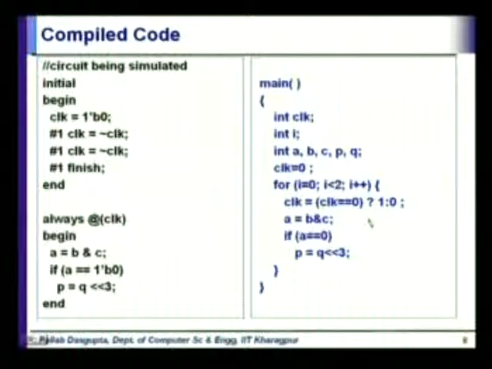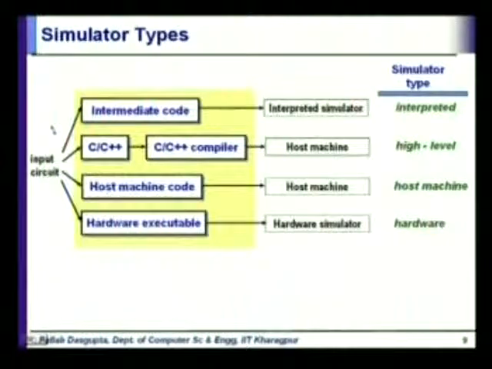So this slide shows you the different simulator types. Here is the input circuit. We can generate intermediate code and have an interpreted simulator, and then we say the simulator type is interpreted code simulator. The input circuit can be compiled into C++ code, and then we use a C++ compiler to generate the code for the host machine, and this is called a high level simulator. Why? Because it generates high level code.